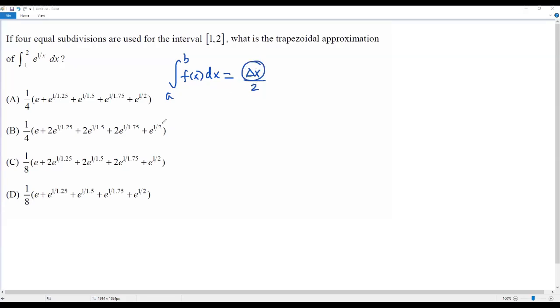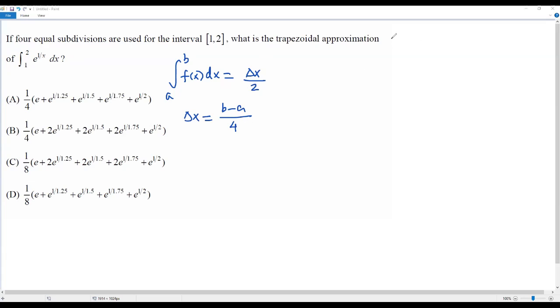There is a formula to get the value of this delta x. That is, delta x equals, we have to subtract the lower limit of the integral, a, from the upper limit, b. Then we get b minus a. It has to be divided by the number of subdivisions, so usually we write n. But in our question, we have 4 equal subdivisions, so we can plug in 4 for this n over here. Then we get b minus a over 4.